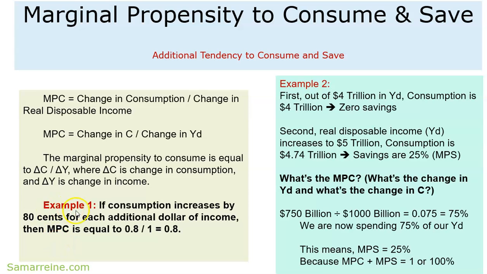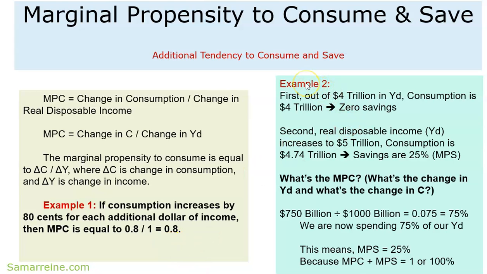So here's a simple example. If consumption increases by 80 cents for each additional dollar, and we say additional dollar because we're speaking of disposable income, the money that you have left over after you have paid all your necessary bills, then the marginal propensity to consume is equal to 80 cents divided by a dollar. It's 0.8, right? 0.8 or 80%, because you multiply that by 100, you get the percentage.